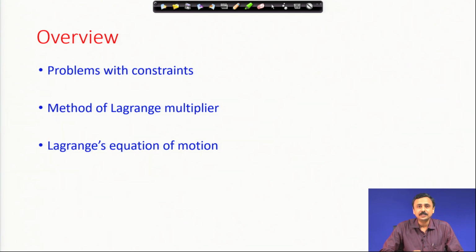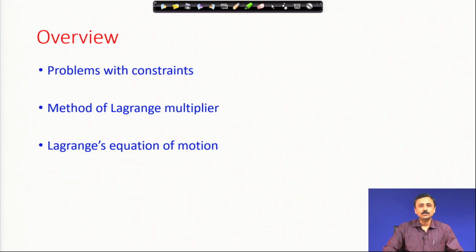Till now we had been discussing problems where we had the system in a potential field. We followed the Hamilton's principle and derived the Lagrange's equation of motion. Then we discussed systems with non-potential forces or non-conservative forces, and we had the Hamilton-Ostrogradsky principle, and we had derived the Lagrange's equation of motion.